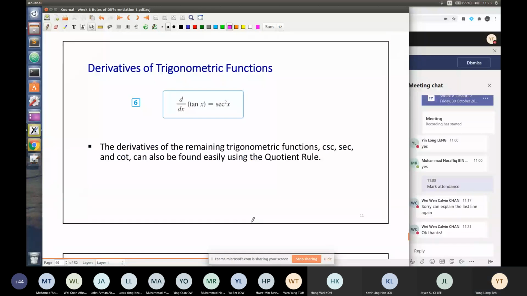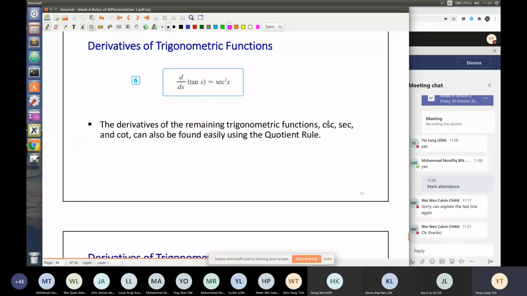All right. So you can expect here, we can use the chain rule. We can also use the quotient rule. So maybe I just do one as a practice. Maybe I just do one for cosecant. So for example, if you try to differentiate cosecant x, we know that cosecant x is actually 1 over sine x. So this is 1 over sine, and we can use the quotient rule.